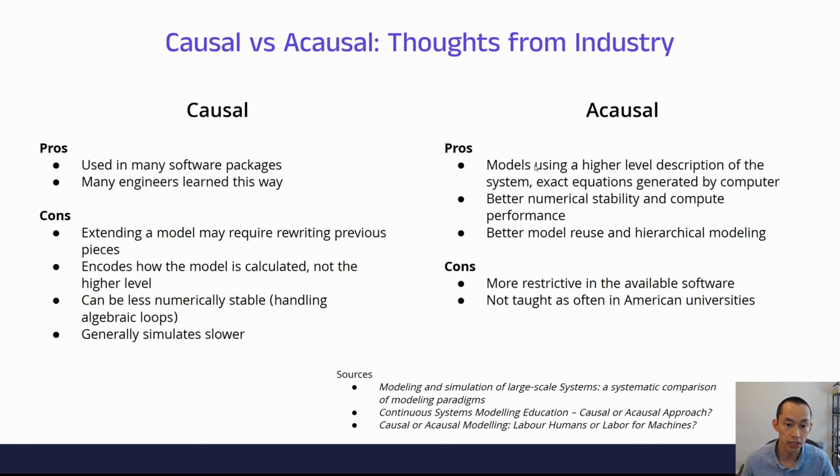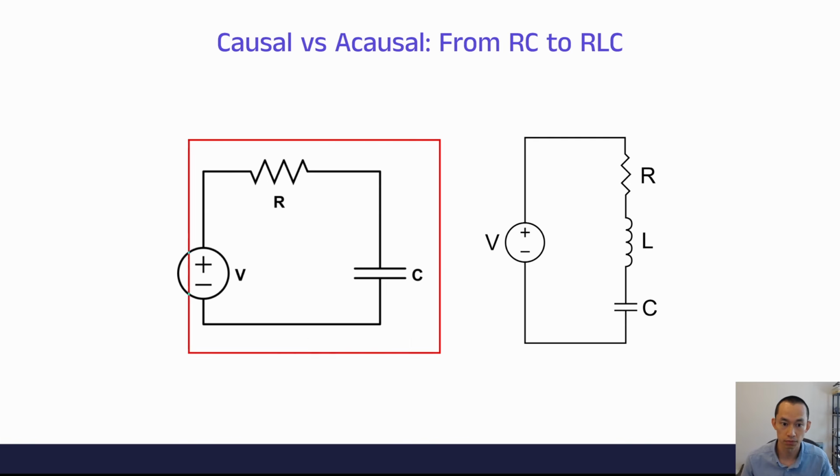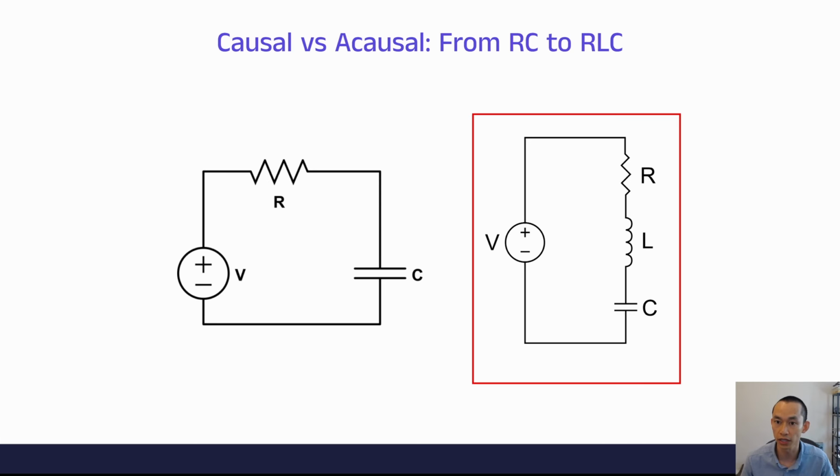But what we're going to do today is an explanation by example. We are going to build up an RC circuit from both a causal and an acausal approach. Then we'll move on to part two, and we'll build up an RLC circuit, again with a causal approach and an acausal approach. Hopefully by the end of this, the differences between the two approaches are very apparent.